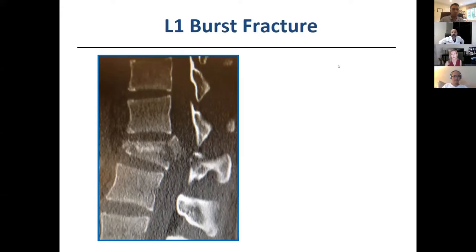So this is not a trick question, and actually just share with us what you would do. This is a young man with an L1 burst fracture with an incomplete spinal cord injury. Obviously, the treatment paradigms have changed. We know it's surgical, but the approaches perhaps have changed a little bit. How do you manage these currently?